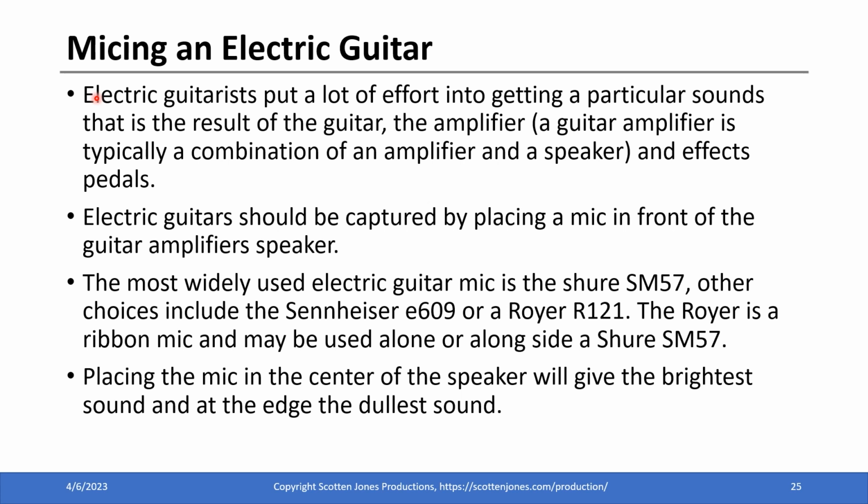So the best thing to do is to put a microphone in front of the speaker cabinet and capture it that way. The most widely used microphone for that is the Shure SM57. Other choices, Sennheiser makes this thing called the E609, and it's kind of flat. You can actually take a mic cable, stick it through the handle of the guitar amp, hang it down in front of the speaker, hook your E609 on there, and have it sort of flat sitting against the grill and not even need a mic stand.